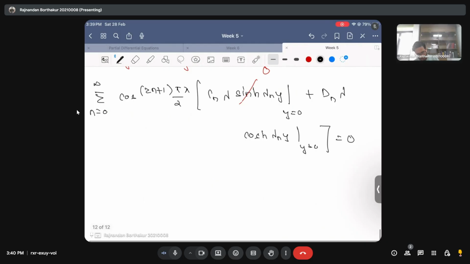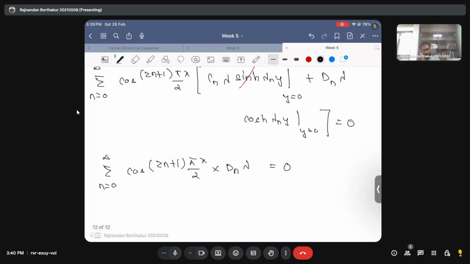And from this condition, you can then say that the sum over n equal to 0 to infinity of cos of (2n plus 1) pi x by 2, times dn lambda, cos hyperbolic 1, which is just 1, is equal to 0. So the only possibility for this to be 0 is that your dn has to be equal to 0. Or else this is not going to be true. For any n, for this to be true, you have just one possibility: that your dn has to be equal to 0. That's the only solution that we have.